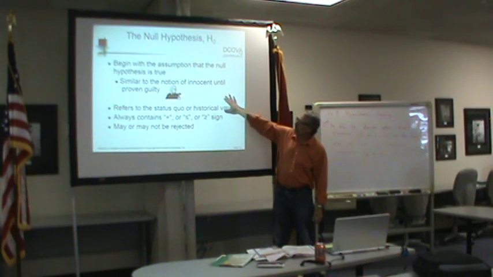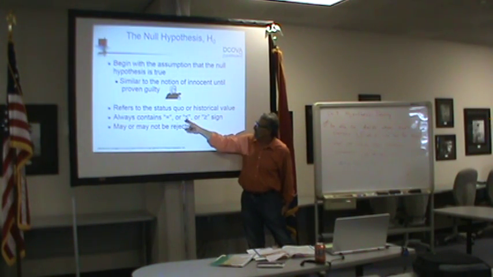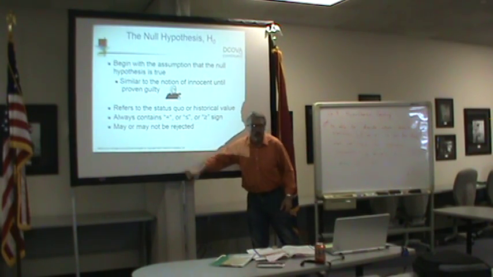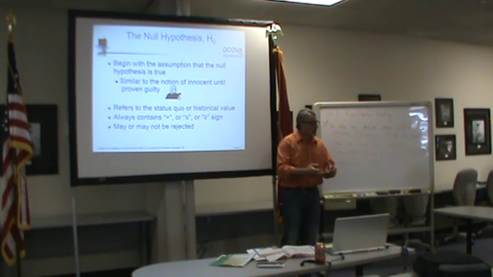So the null hypothesis is always going to have an equal, or perhaps you might have a less than or equal or a greater than or equal, but it's always going to have an equal in it. Because like the previous example, we're asking, is the mean bolt diameter equal to 30?